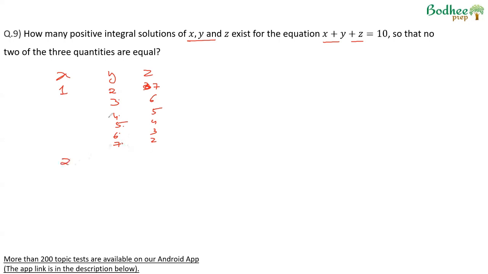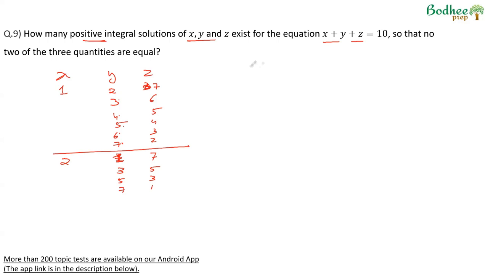If x is 2, y and z add up to 8, so y can be 3, or rather 1, 7, 3, 5, 4, 4 is not possible, 5, 3, 7, 1, positive integral.